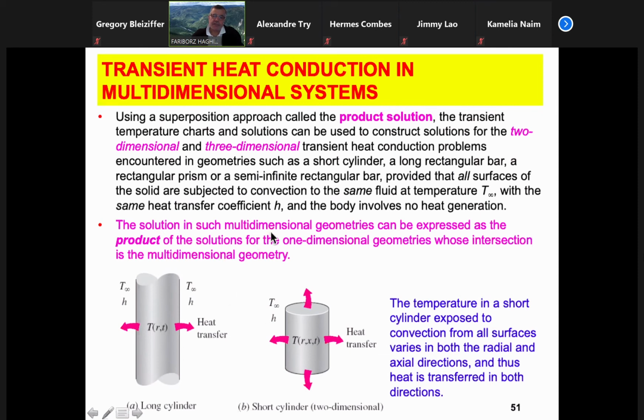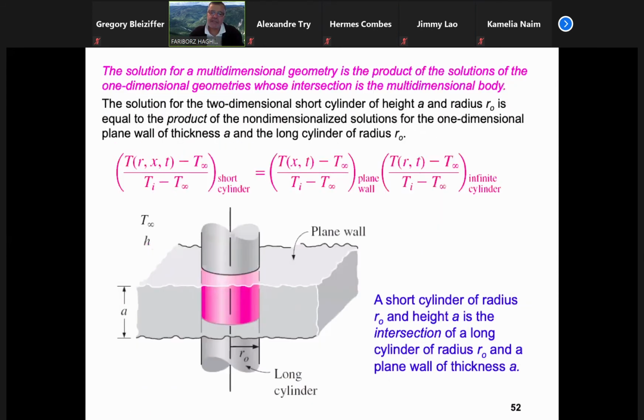The solution in such multi-dimensional geometry can be expressed as the product of the solutions of one-dimensional geometries whose intersection is the multi-dimensional geometry. You have taken the Fourier transform, right? Laplace transform, right? If you remember the Laplace transform, we were able to separate this equation into x direction, y direction, and z direction, and then define the solution for the x direction multiplied by the y direction by the z direction, because we were using non-dimensional form. We can do the same thing here.